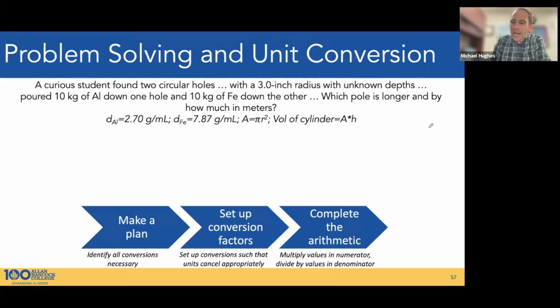So we have our bore holes, which are 3 inches in their radius and some unknown depth, here we'll call height.